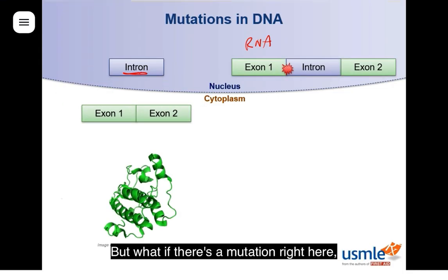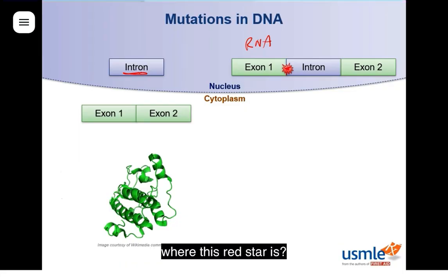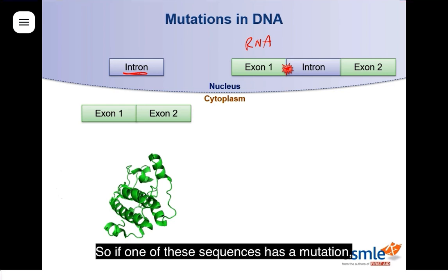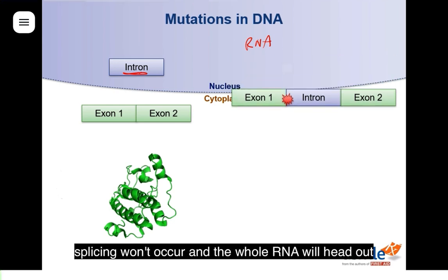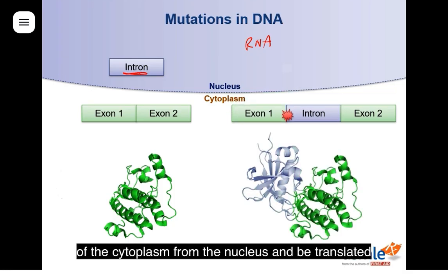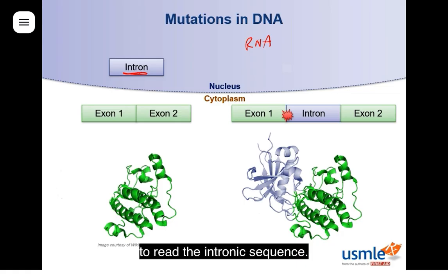But what if we have a mutation right here where this red star is? The splicing machinery needs to recognize very specific sequences to know where to splice. So if one of these sequences has a mutation, splicing won't occur, and the whole RNA will head out of the nucleus into the cytoplasm and be translated into a protein. But now the protein might have another section to it as the ribosome tries to read the intronic sequence.